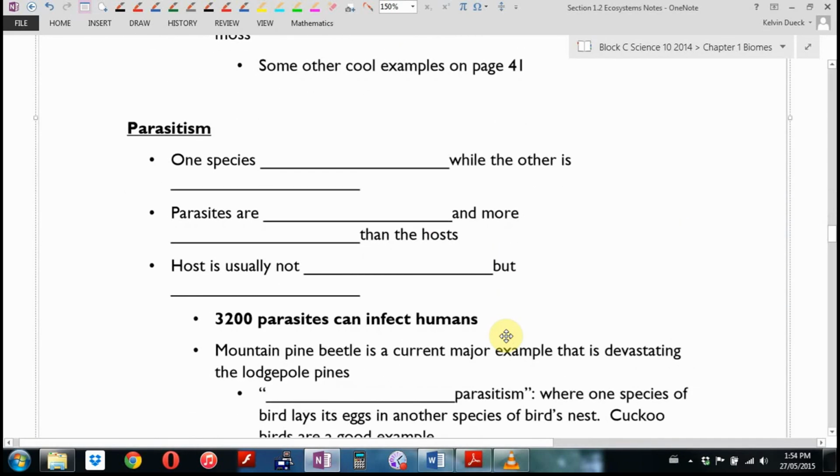Parasitism. What do you think? One species blank while the other is blank. If commensalism is one species benefits while the other is neither harmed nor helped, and mutualism is both species benefit, I'll give you a hint. One species benefits while the other is harmed.